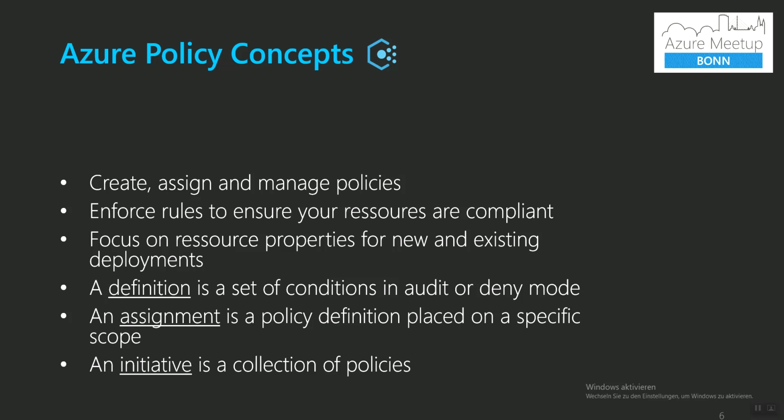So there are three interesting words. Firstly, a definition is a set of conditions that you can define in audit or deny mode. Audit mode means compliance mode, deny mode means enforce mode. You can set an assignment, and an assignment is a policy definition that you can place on different scopes like management group scope, subscription scope, resource group scope. And an initiative is a collection of policies, a group of policies. This is important to know about the concepts in the backend of Azure Policies.